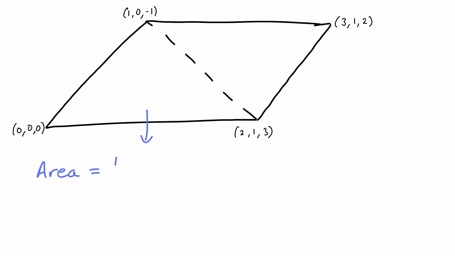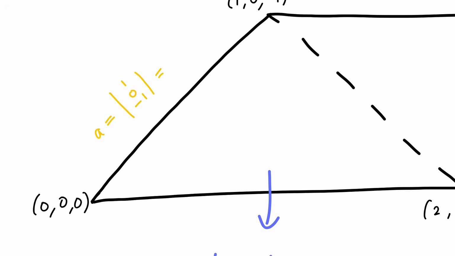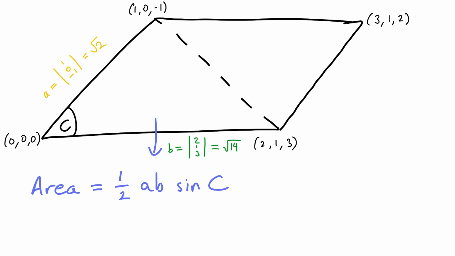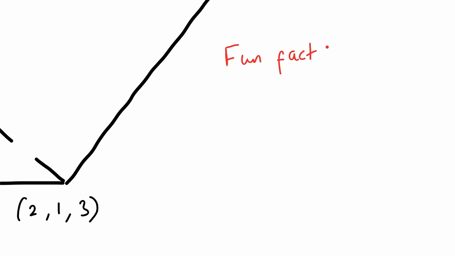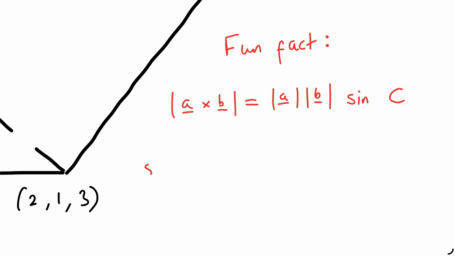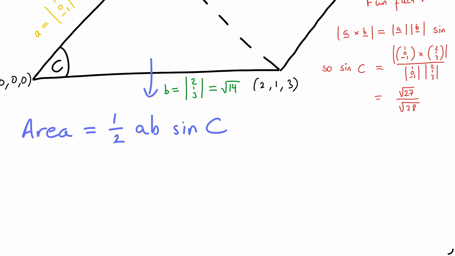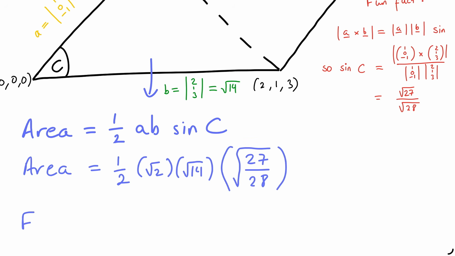Then to find the area of a triangle, we can just do half AB sine C, where A and B are these lengths here, which are the magnitudes of our 2 basis vectors. Then for sine C, we can use a rather niche fact about the cross product, and that is that the magnitude of A cross B equals the magnitude of A times the magnitude of B times the sine of the angle between them, i.e. sine C. So we calculate that sine C is root 27 over root 28, and putting it all together and multiplying by 2 to get the full area, we get that the determinant is 3 root 3.